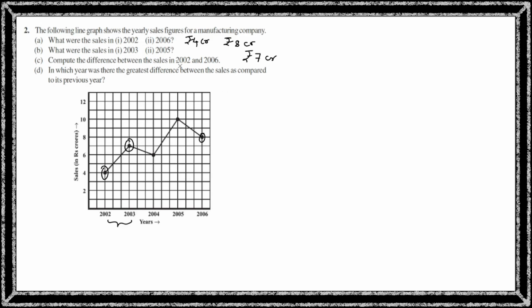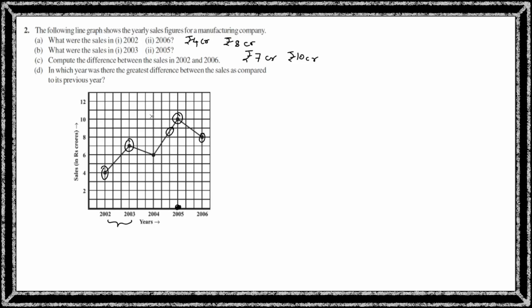And then they're asking 2005. 2005, you can see, is this particular point, which is 10 crore rupees. Okay. 2005, the answer in the key is given as 8.5 crore, but that is wrong. Somehow, I think they have taken this point, which is not corresponding to 2005. This is the point corresponding to 2005, which is going to give you 10 crores as the answer. Okay. So that is your B bit.